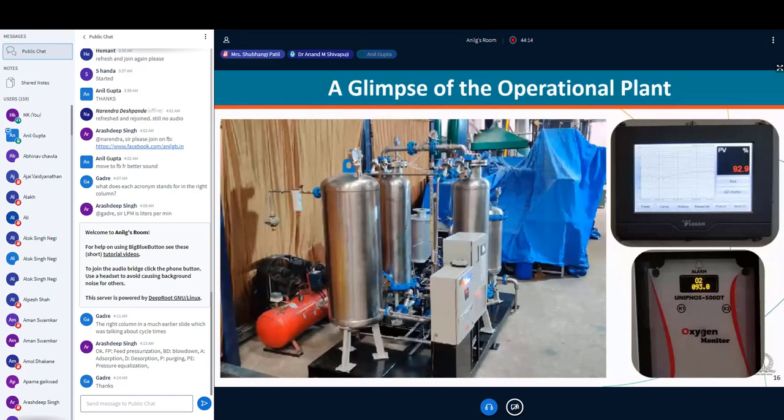As can be seen, it's a simple, typical 3 normal cubic meter oxygen plant. We have done a lot of performance analysis and characterization of this particular oxygen generation system. I will now hand over to discuss the performance analysis. Ashdeep, over to you, please.